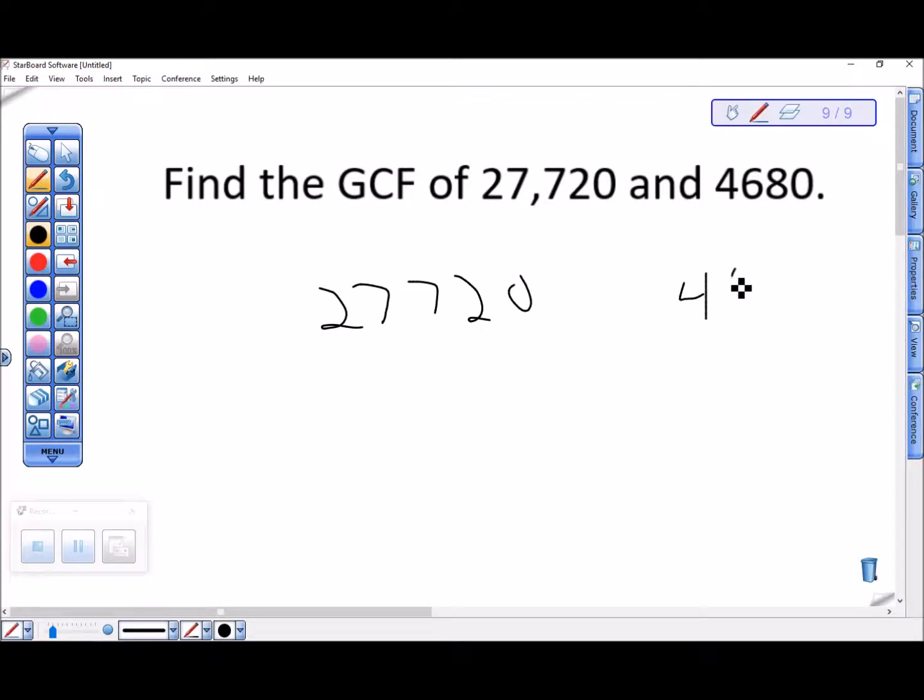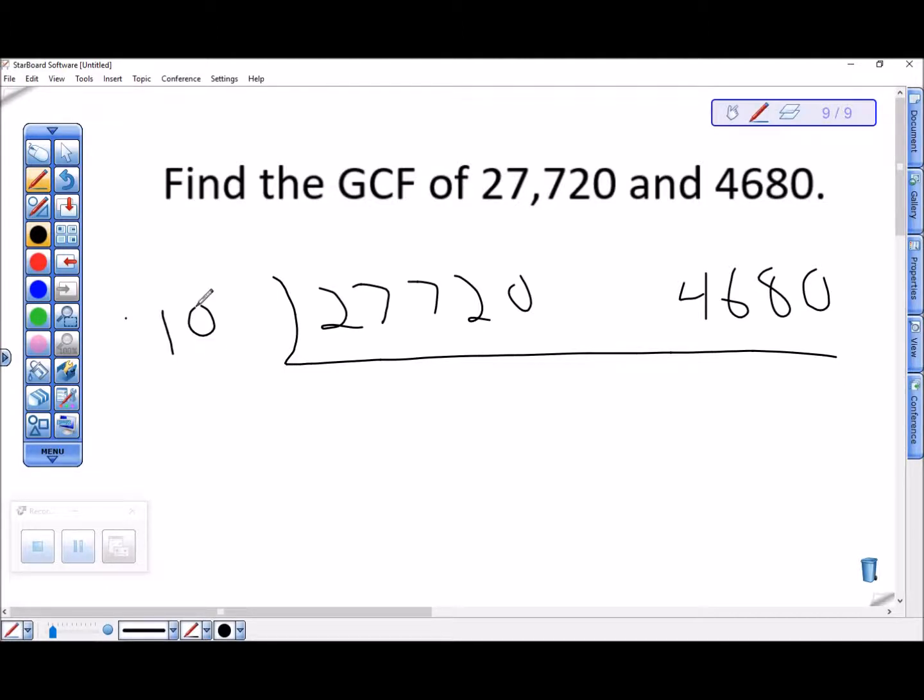and what I allow is anything that I can divide both of these by must be part of their greatest common factor. So, for example, I can see that both of these are divisible by 10. Okay, I'm super abusing notation here, but these are both divisible by 10. This would be 2,772. This would be 468.